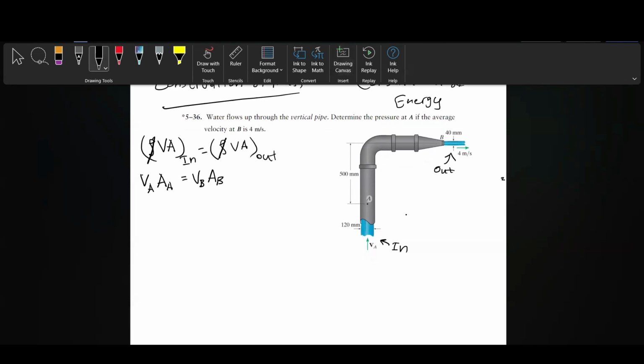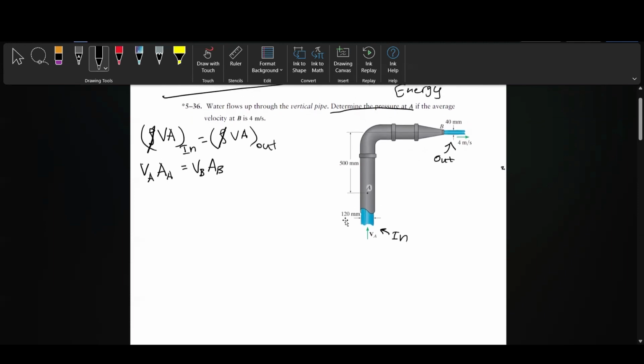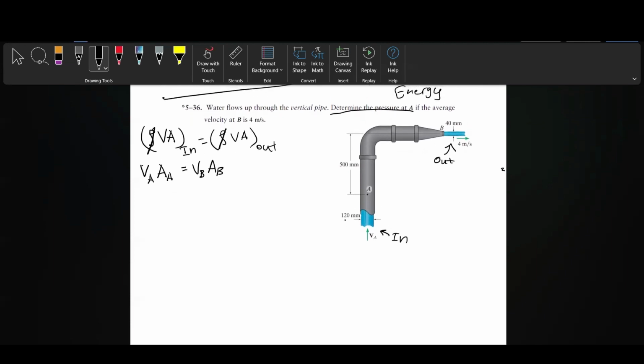And we're being asked to find the pressure at A. I'll show that in a second here. We know we're given VB, and we can find the areas of our cross section in both places. All we have left to find is VA. So to do that, we're going to have VA equals VB AB divided by AA, and I'll write it here.